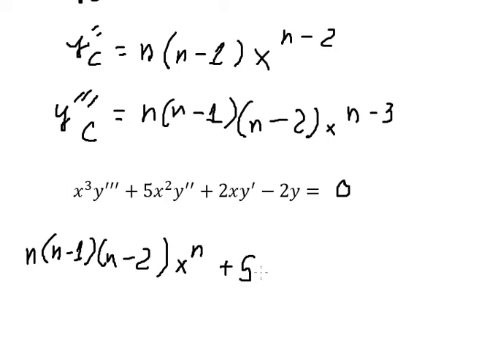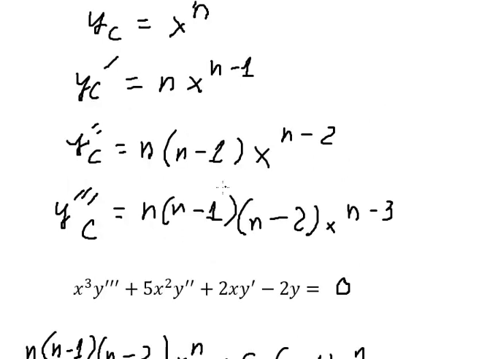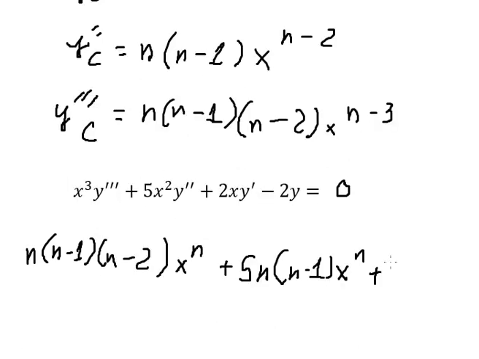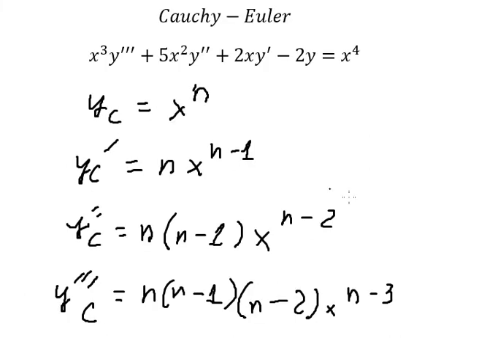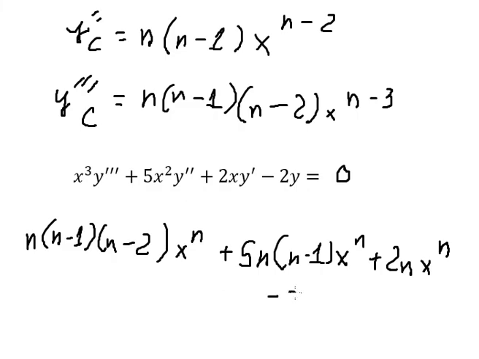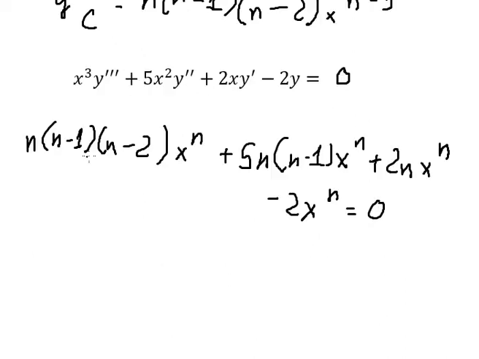About this one, we have 5 n minus 1, s to the power of n. 2 with this one, so we have 2n, and we have s to the power of n. And y we change by this one, and that's negative 2 s to the power of n. Now we have s to the power of n, we can do factorization.